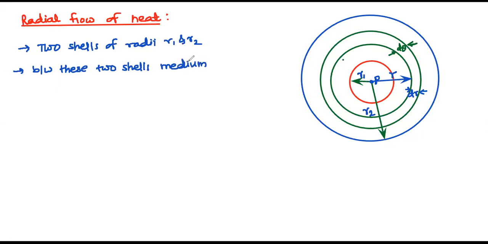Means what? You see this red shell and this outside blue shell. In between, you have K. And why am I taking this dr and d theta? So that if I consider a small element, I can calculate for the bigger one. So in between red and blue, you have some material medium, understand, whose thermal conductivity is K.